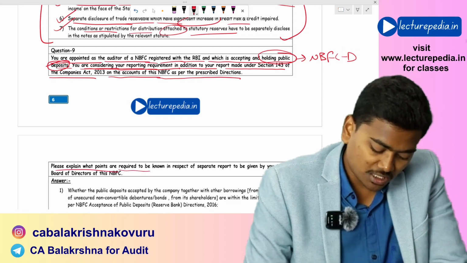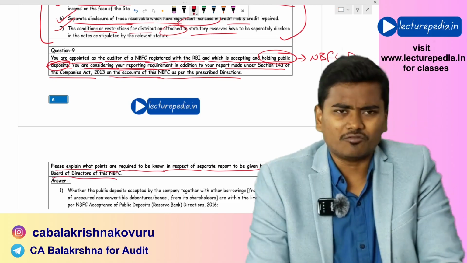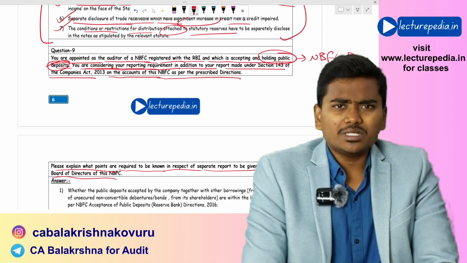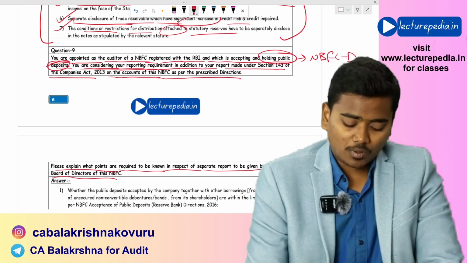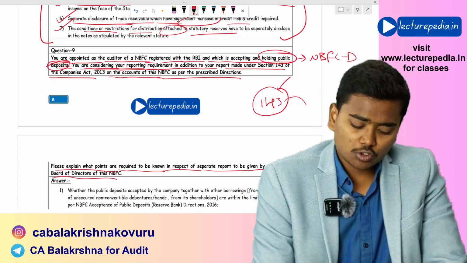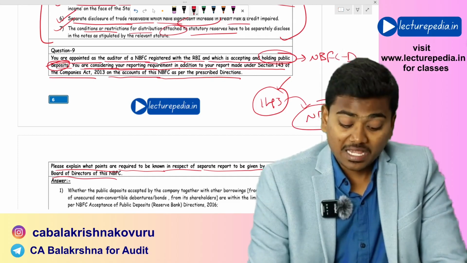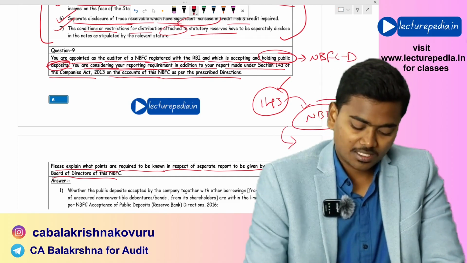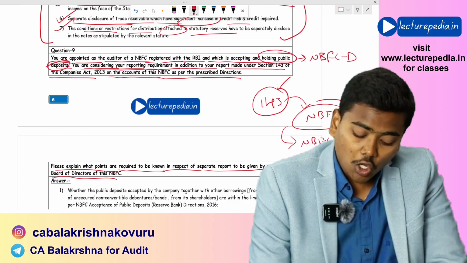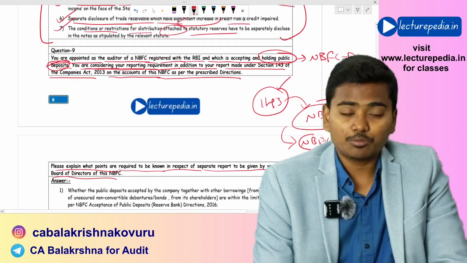Please explain what points are required to be known in respect of the separate report to be given by you to the board of directors of this NBFC. Basically, in the audit report, all the requirements which are required as per section 143 of the Companies Act 2013 will also be applicable to NBFCs. Along with those requirements, additional requirements that are specified in the NBFC auditors report directions should also be reported by the auditor.